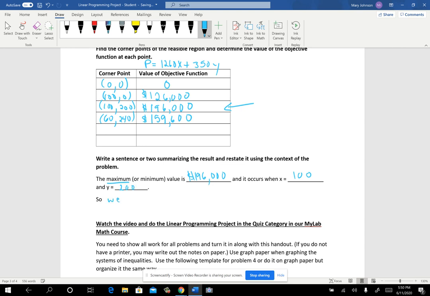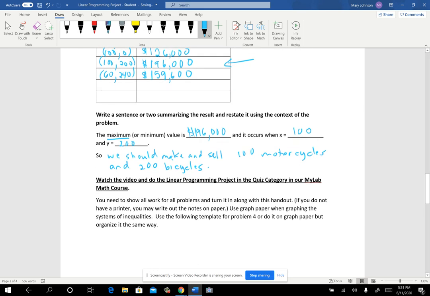So we should make and sell 100 motorcycles and 200 bicycles. So we determined what would be best for our company: 100 motorcycles and 200 bicycles. All right, so that's kind of the example.